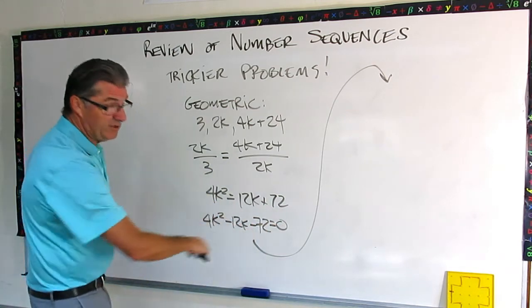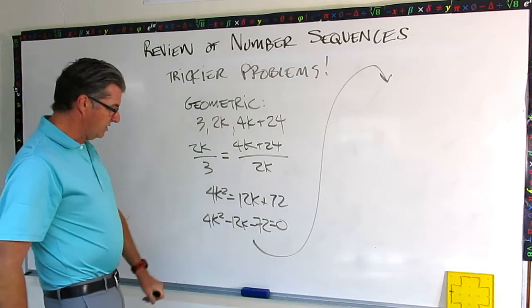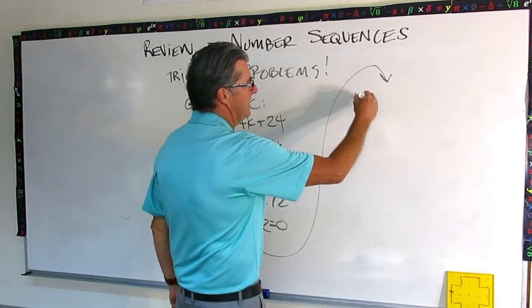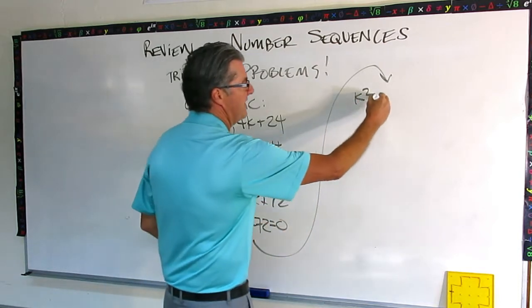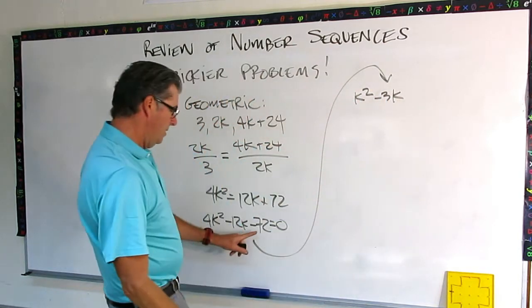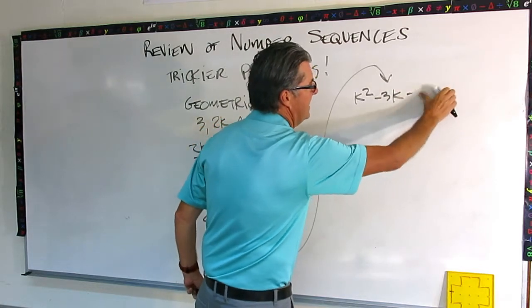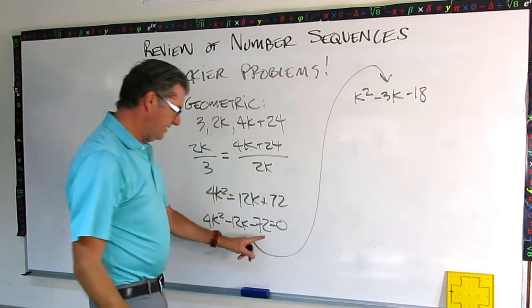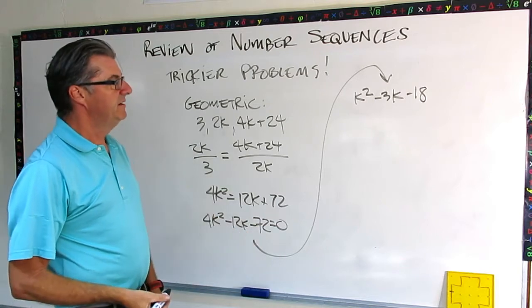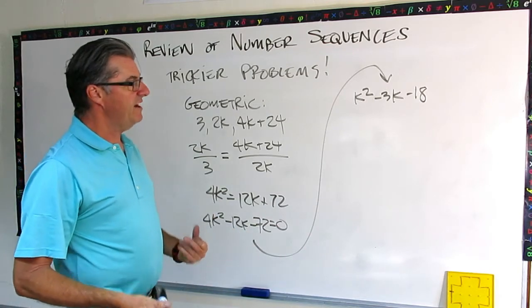So I'm going to divide through by 4. That's going to make this much more simple. I'm going to get k squared minus 3k minus 36. No, not 36. It would be 18, right? 72 divided by 4 is 18. Now this one is super easy to factor.